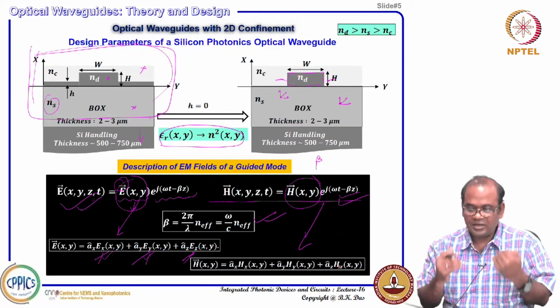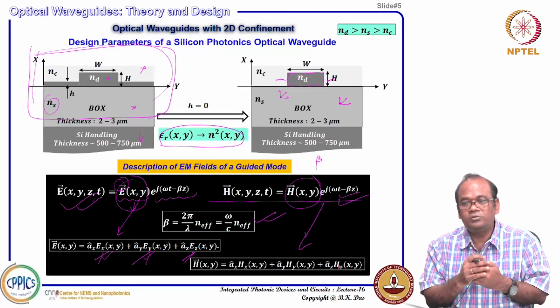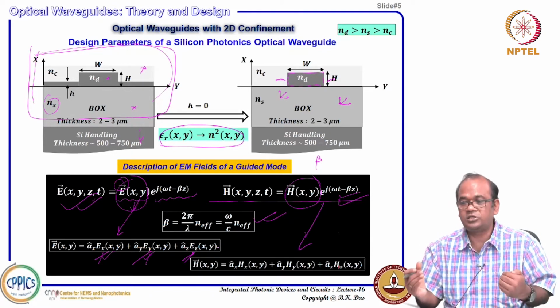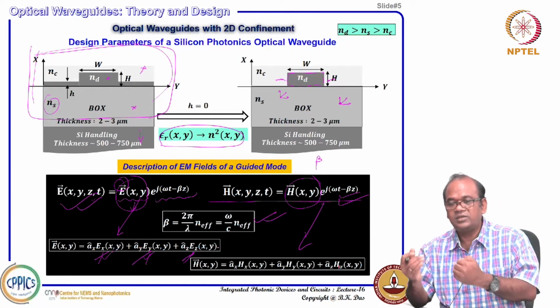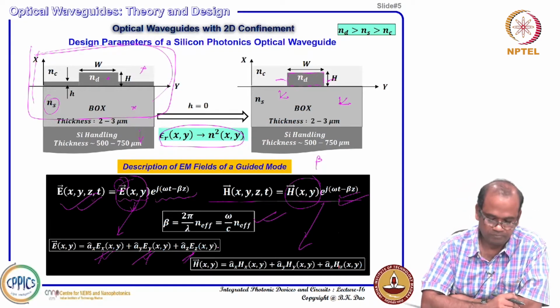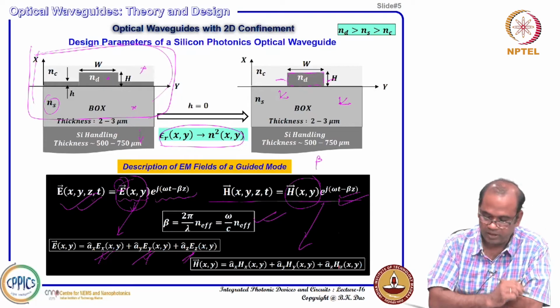For the moment, let us give equal importance to all the components, all the 6 components, Ex, Ey, Ez, and Hx, Hy, Hz. So, all these 6 components you have to consider. Good. It is not like the 1D waveguide.